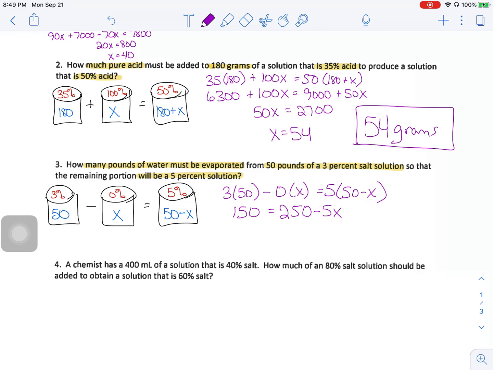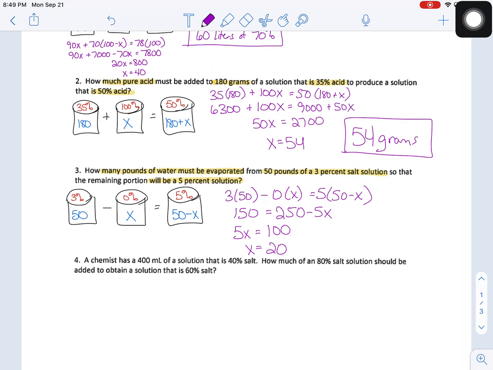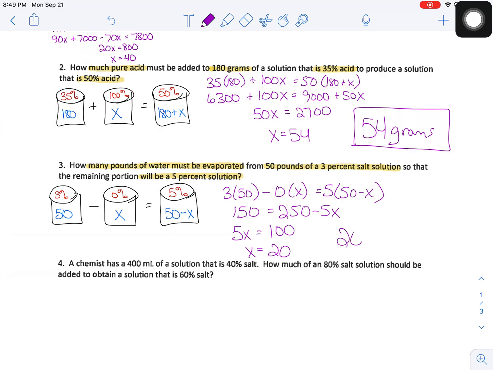I did not. Awesome. So I'm actually going to do two moves here. I'm going to move the 5x to the left and the 150 to the right. So 5x becomes positive. 250 minus 150 is 100, and 100 divided by 5 is an x of 20. All right. So how many pounds of water must be evaporated? 20 pounds of water have to be evaporated to concentrate that 3% salt solution to a 5% salt solution.